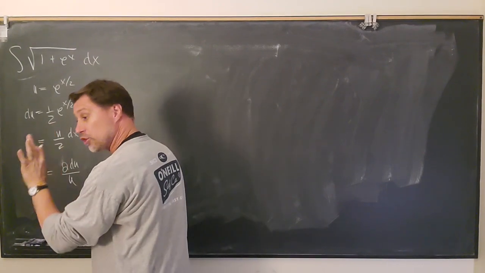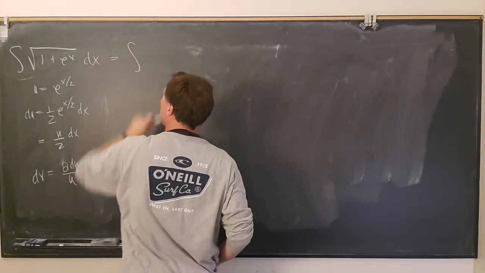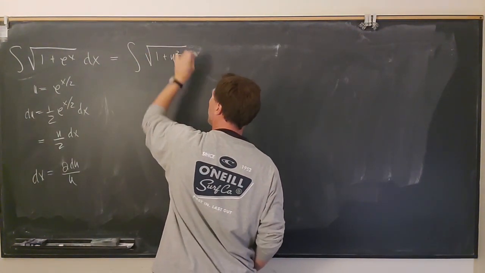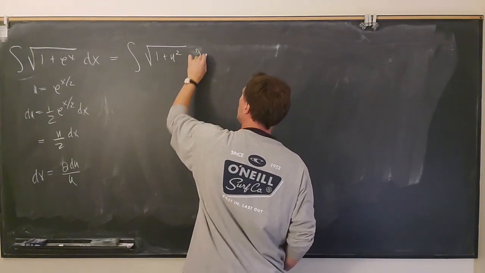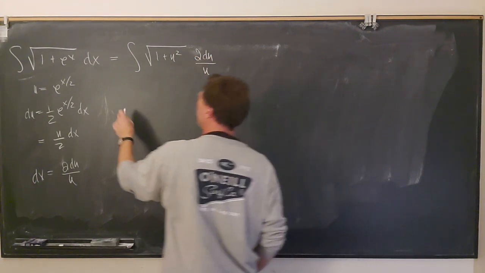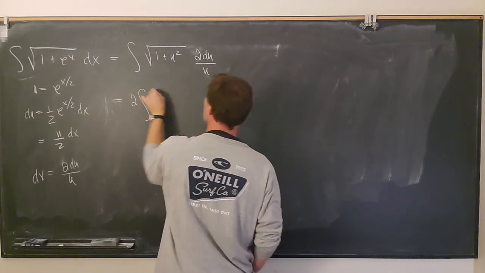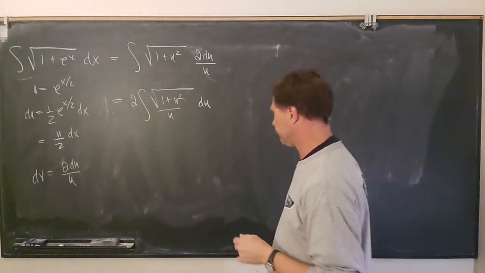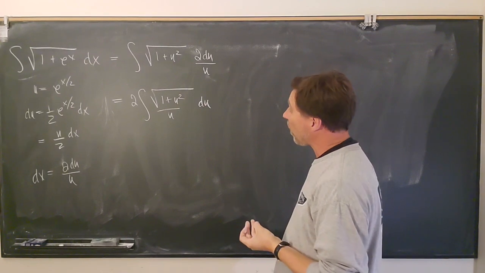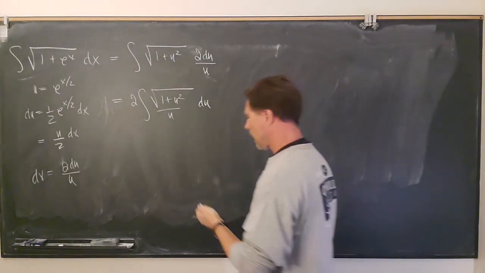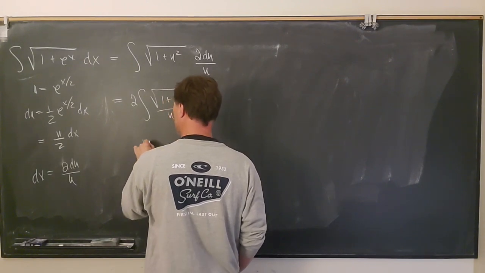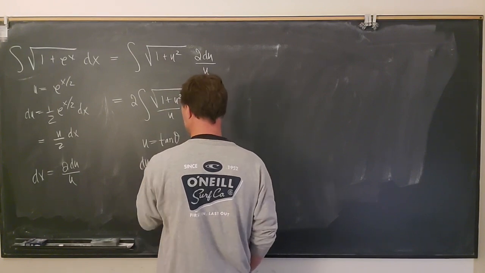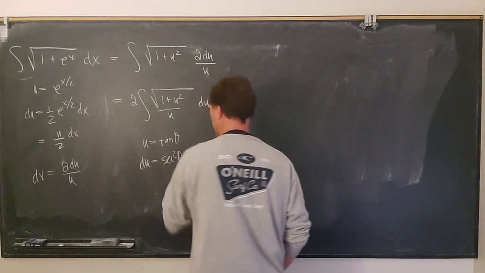And so now, all I've done is a u substitution so far, and this gives us the square root of 1 plus u squared times 2 du over u. And if we simplify this a bit, we'll get 2 integral square root 1 plus u squared over u du. All right, now we've got trig substitution. And so in this case, it's a tangent substitution. If we let u equal tangent theta, then du equals secant squared theta d theta.